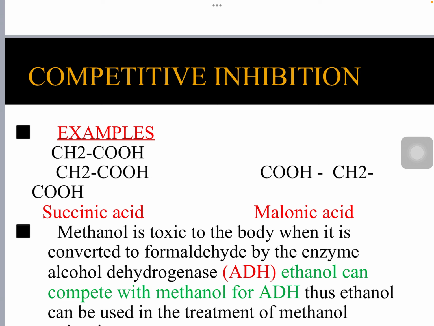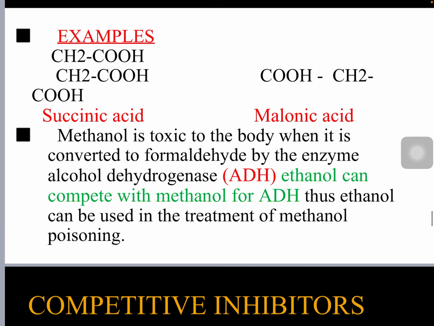Another classical example is methanol toxicity. Methanol is toxic in the body when it is converted to formaldehyde by the enzyme alcohol dehydrogenase. In this reaction, ethanol can compete with methanol for alcohol dehydrogenase. Thus, ethanol can be used for the treatment of methanol poisoning.